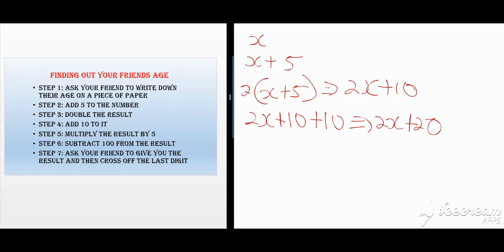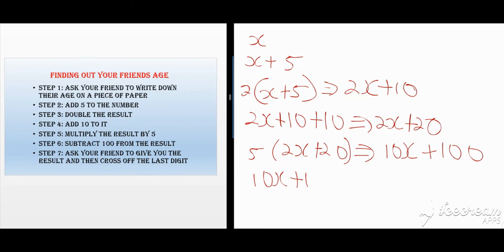Now for step 5, I'm supposed to multiply the result by 5. So I'm going to have 5 times all of 2x plus 20. Now this is going to break down and give me 5 times 2x, which is 10x, and 5 times 20, which is 100. Now we're supposed to subtract 100 from the result. So we have 10x plus 100 minus 100, which breaks down to give us 10x.